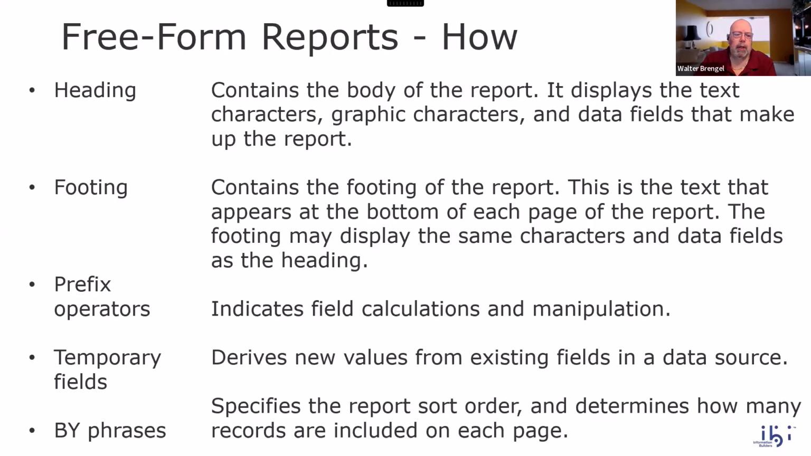So how do you do this? Within your report, you have several components. You have your verb objects, but we're going to use those a little bit, but mostly we're going to be looking at the headings, footings, subhead, subfoot, and then what you can put in them in order to build your freeform report. We support prefix operators. You can do temporary fields. So if you do a define, you can use the define fields in your output. And then the by phrase is how do you want to see the final sort order? And I'll explain that a little bit later too.